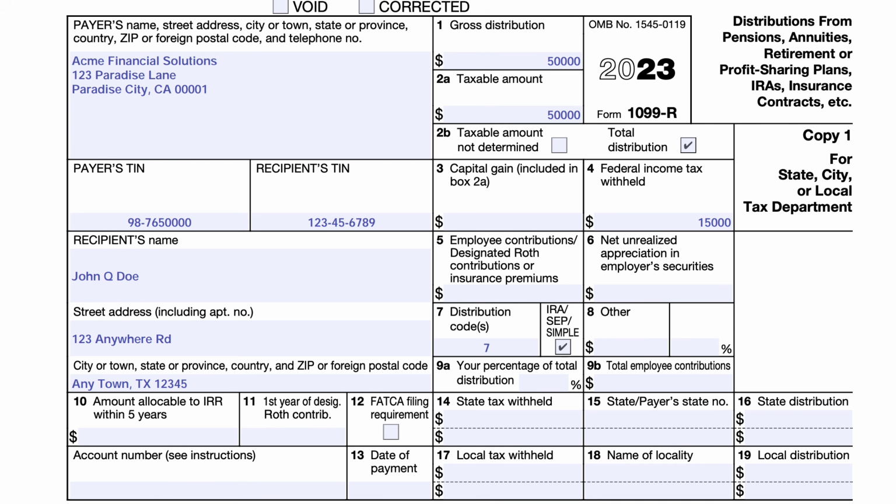IRS Form 1099-R is the tax form that reports distributions from pensions, annuities, retirement plans, profit-sharing plans, IRAs, insurance contracts, among other things. Most taxpayers will not need to complete this form. However, you may receive one or more of these forms that you're going to need certain information from so that you can report it properly on your income tax return.